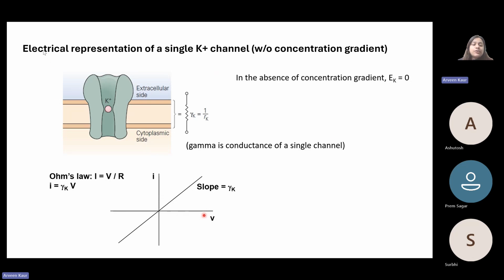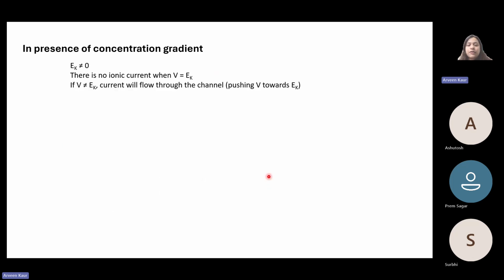So by Ohm's law, you can say that I is equal to V by R, or I is equal to gamma V, right? So the slope is equal to gamma K. That is the conductance of this particular ion.